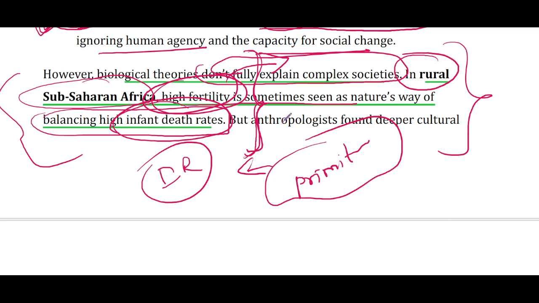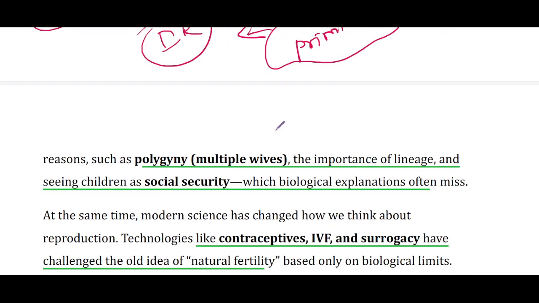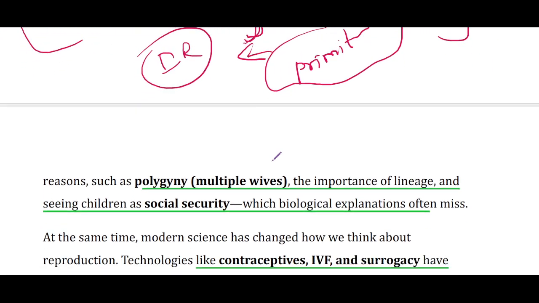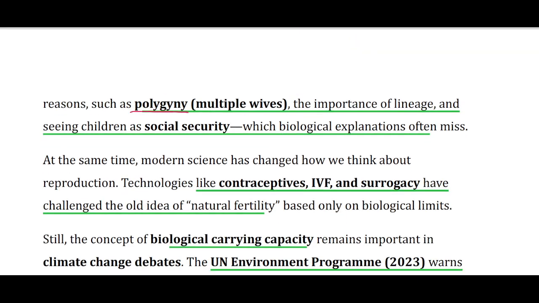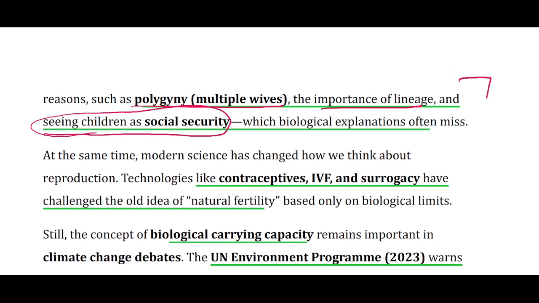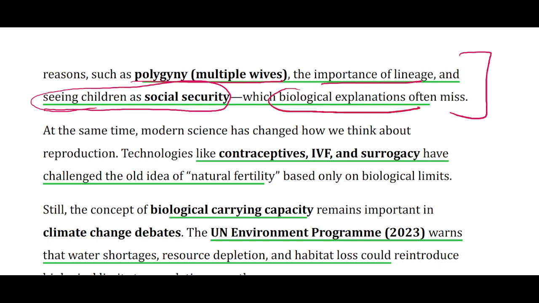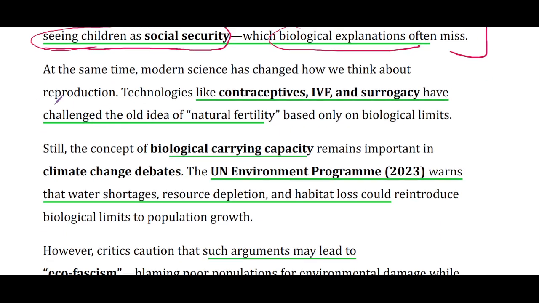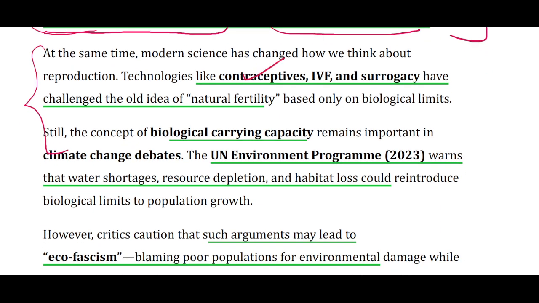but also prescribed. Then there are many cultural reasons, such as polygyny, multiple wives, the importance of lineage, and seeing children as social security. These factors have not been taken into account by the biological explanation. Then technology like contraceptives, IVF, and surrogacy have also changed the old idea of natural fertility.